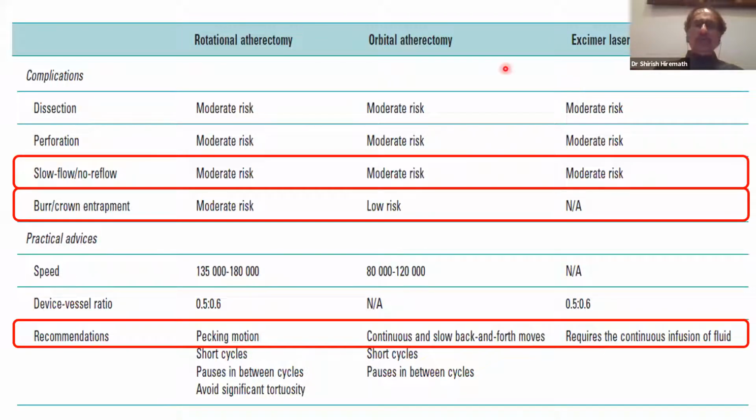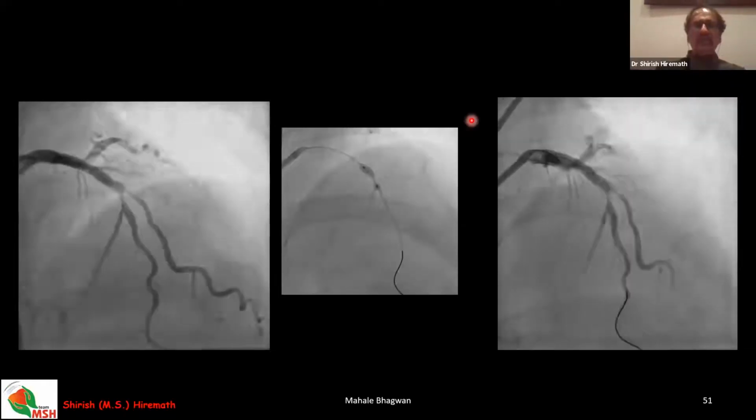So the rotational atherectomy, orbital atherectomy, and excimer laser, they have a lot of learning. You need to give a lot of time to make a perfect job.